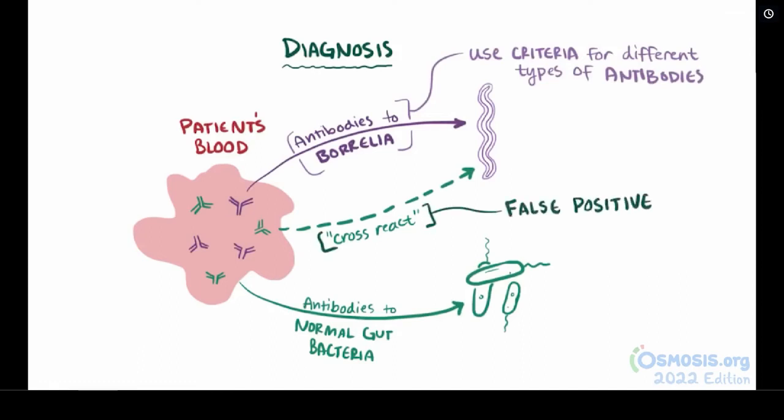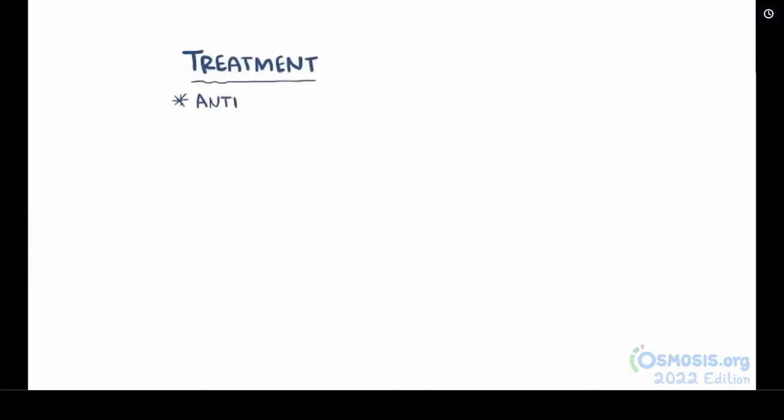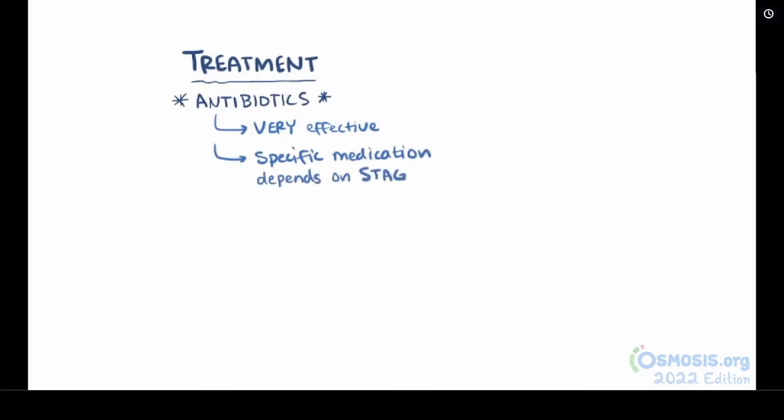To treat Lyme disease, antibiotics are the first-line choice of treatment, and if given early on in the disease, are very effective at wiping out the bacteria, although the specific antibacterial medication given often depends on things like the stage of the disease and the age of the patient.